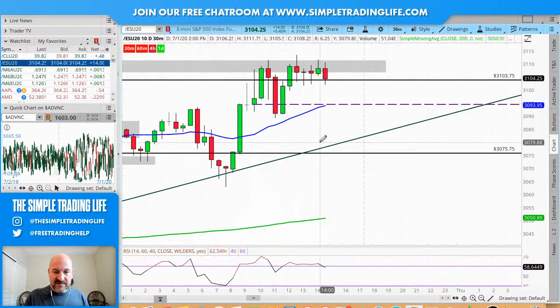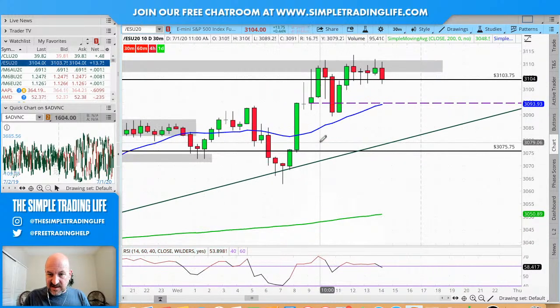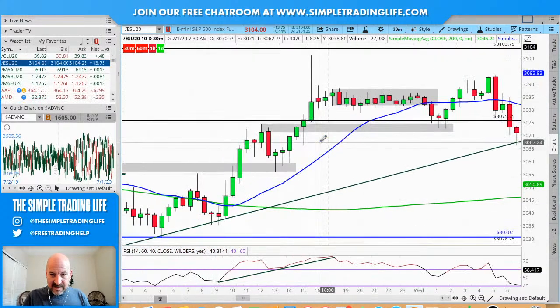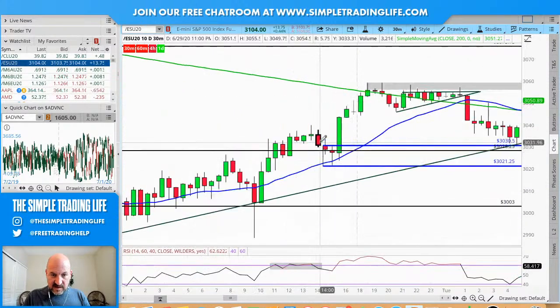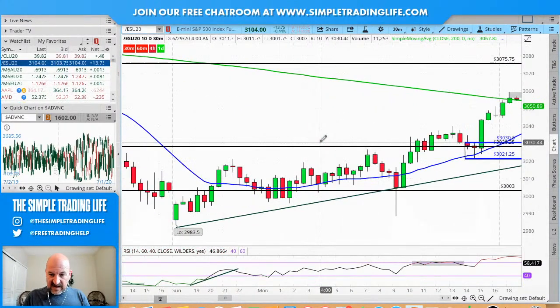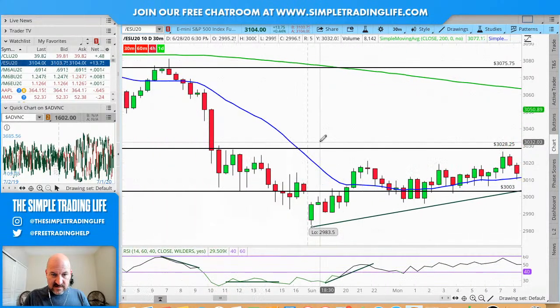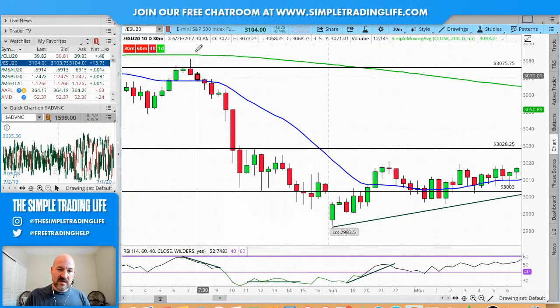I'm trying to see if there's anything here. Let me go back. I'm looking for something, and if I don't find anything right now, it's no big deal. Okay, perfect, right here. A shooting star right off of a resistance level after a strong move up.